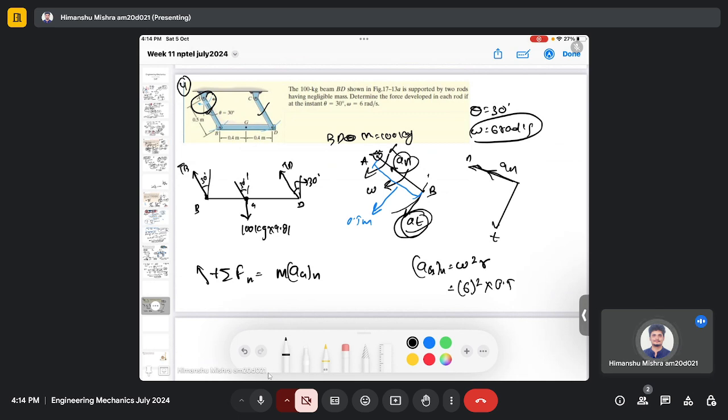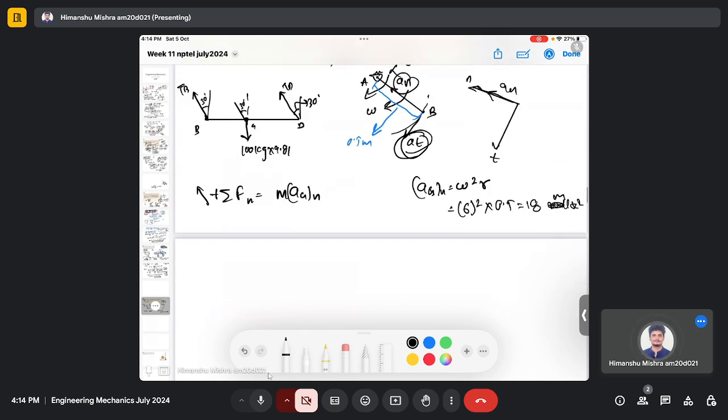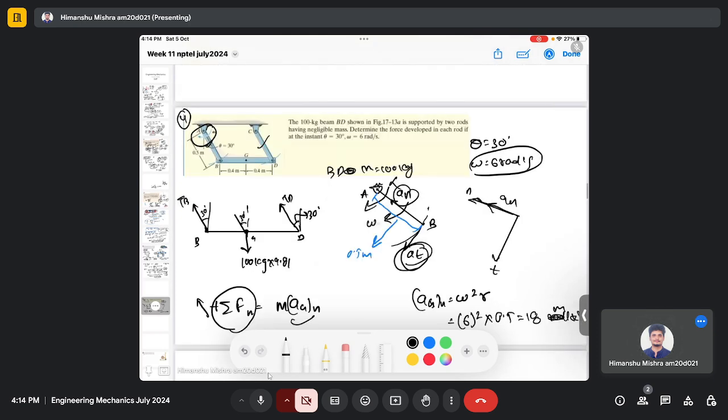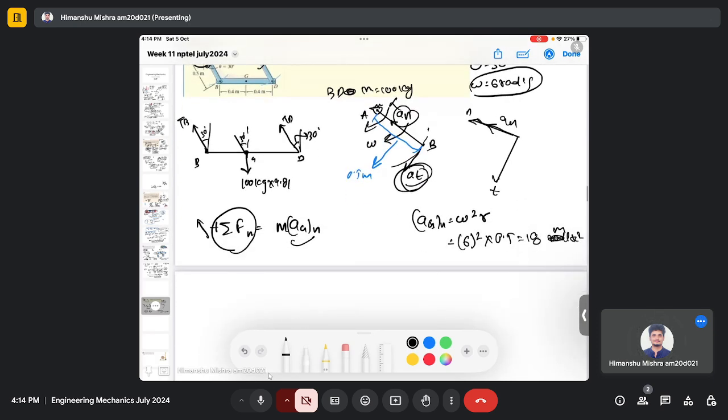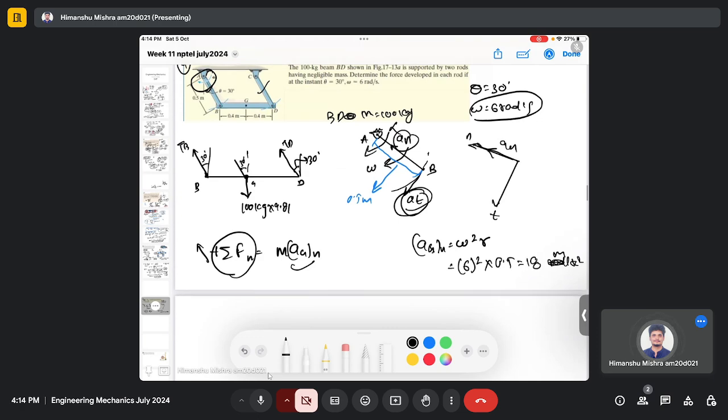So it is 18 meter per second square. So then, since we have figured out the normal acceleration, we need to find the number of forces. In the normal direction we have force TB, we have TD, you can see these are in the normal direction, and then the component of this weight in the normal direction.